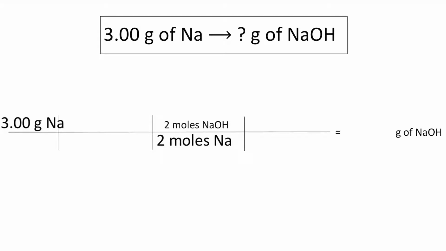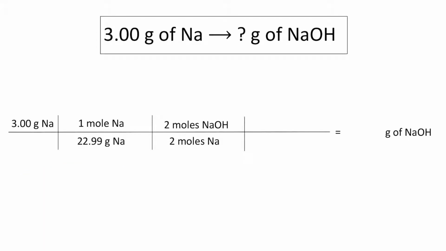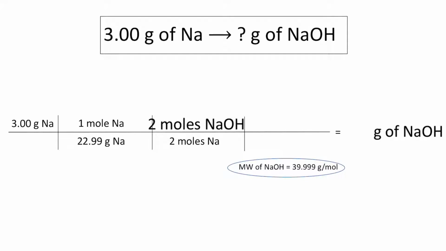And whenever we want to find the relationship between grams and moles of the same compound, we will use the molecular weight of that compound. So I'm going to use the molecular weight of sodium, which is 22.99 grams per mole, to establish my next conversion factor. Next step will be finding the relationship between moles of sodium hydroxide and grams of sodium hydroxide. As mentioned before, I'm going to use the molecular weight of sodium hydroxide, which is 39.999 grams per mole.